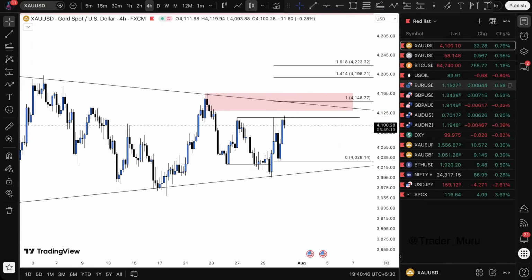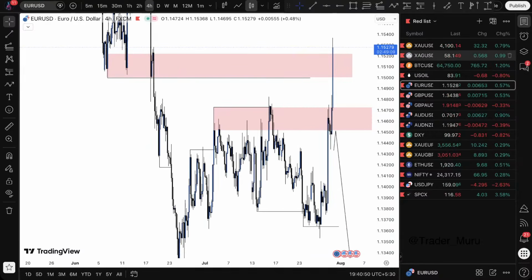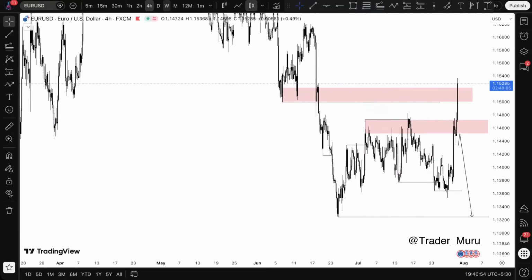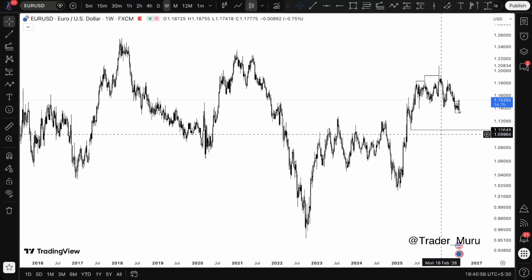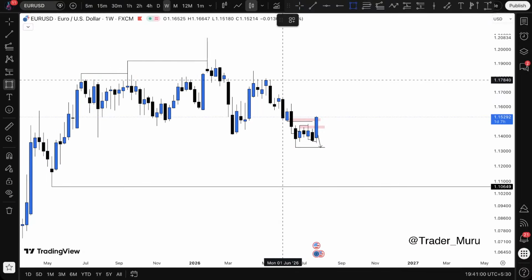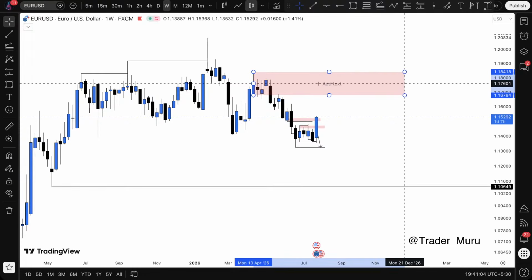Euro break above. Now you have to wait for this level in euro.